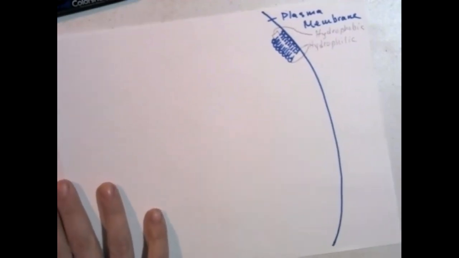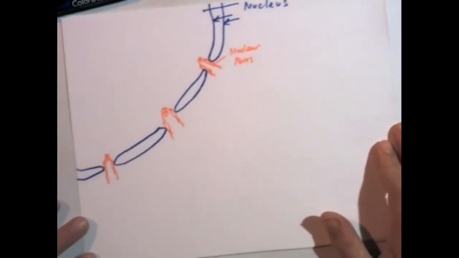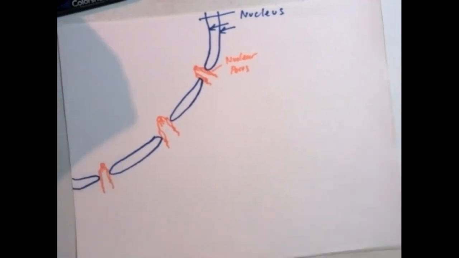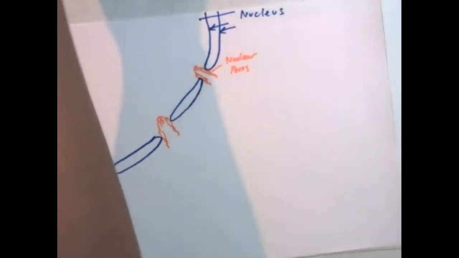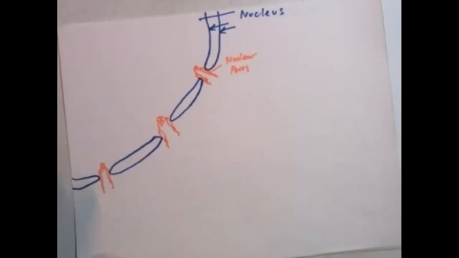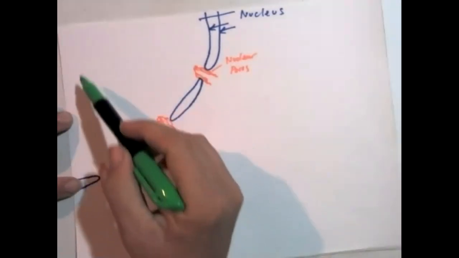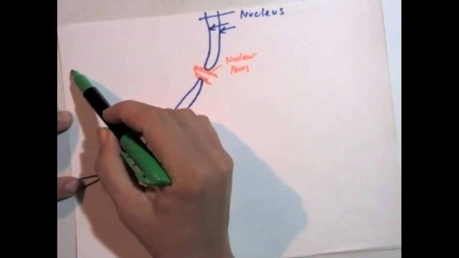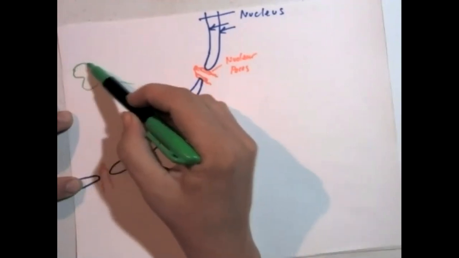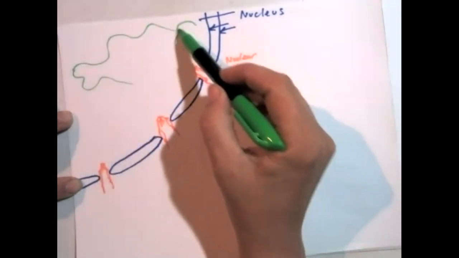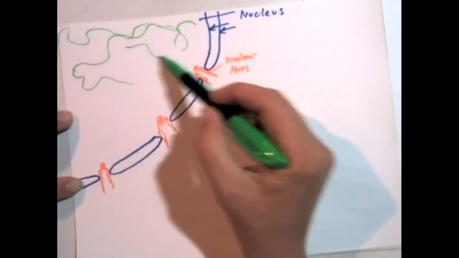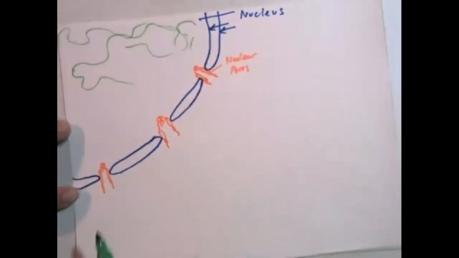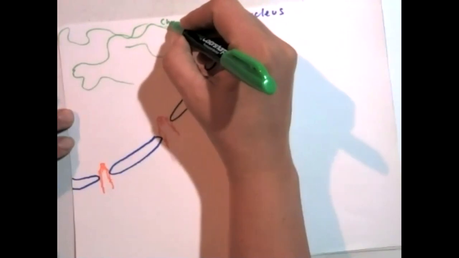So we'll come back to this over here. For now, entering into the cell all the way over here, the nucleus. Housed within the nucleus, as we know, is the DNA. The DNA is spread out all over the nucleus in its chromatin form.